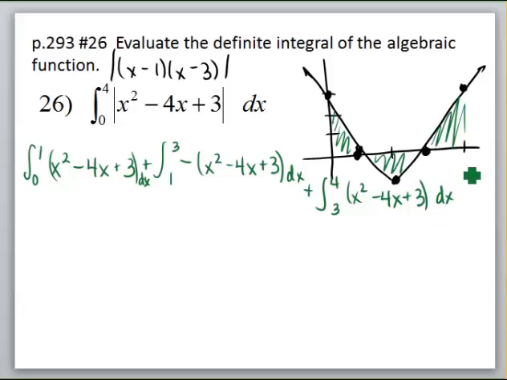I almost think this is more work than anything. If you're to compute this, you will get 4 as your answer. If you're to find all these areas and add them together, you will also get 4. So either way you do it is fine. This gives me x cubed over 3 plus 4x squared over 2 plus 3x. And then we can continue to get that each and every time.